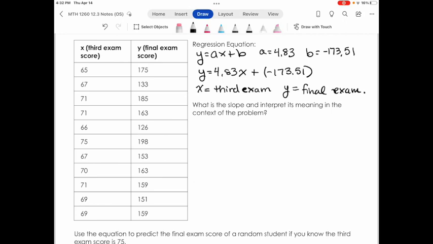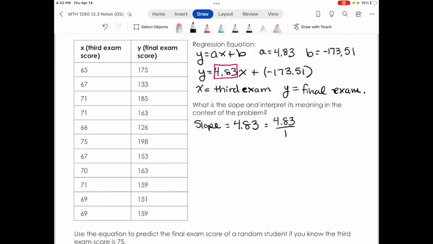All right, and the next question, it says, what is the slope, and interpret its meaning in the context of this problem? So our slope, that's the number that's in front of our X. So that's this number right here. Of course, we rounded it, but our slope is going to be 4.83. Now, any number, we can write it over 1 like this, and it still means the same thing, right? 5 over 1 is 5, 6 over 1 is 6. So we can rewrite it like this, and that will help us interpret what this means.